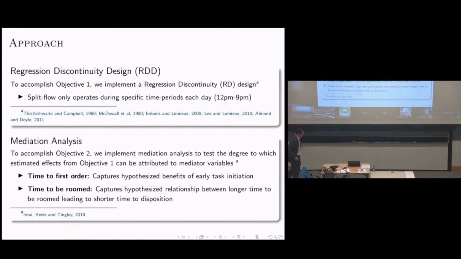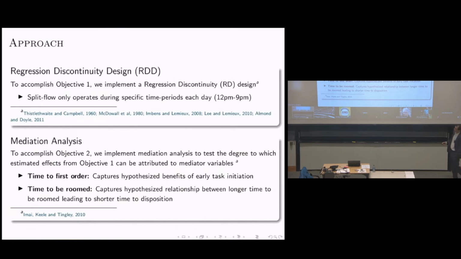And then for the second objective, determining what's the cause behind the observed effects, we implement a mediation analysis to test the degree to which these estimated effects can be attributed to two mediator variables. One is the time to first order, because it captures the hypothesized benefits of this early task initiation that I was talking a lot about in the beginning of the presentation. Right. So if split flow does reduce time to disposition, or we find that split flow causes a shorter time to disposition time, is it because the physician is ordering things earlier in the process? That could be one reason.